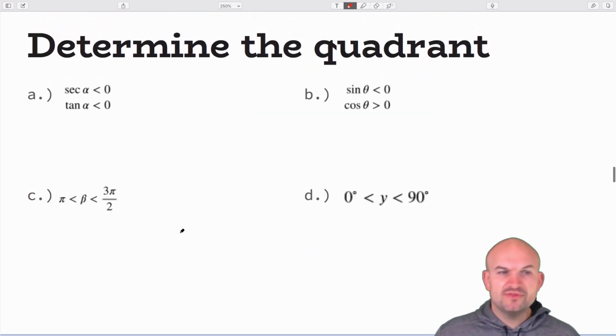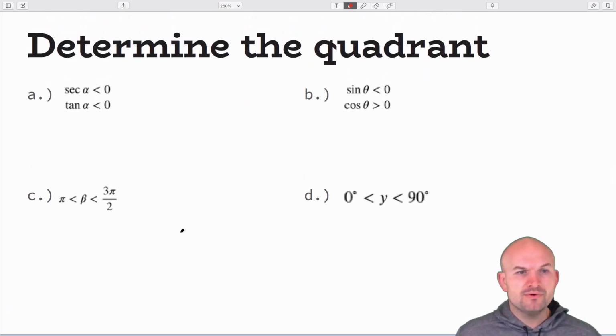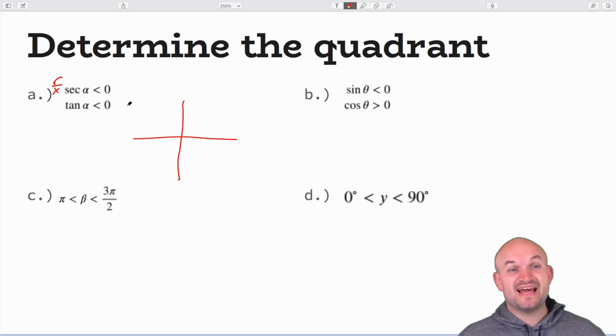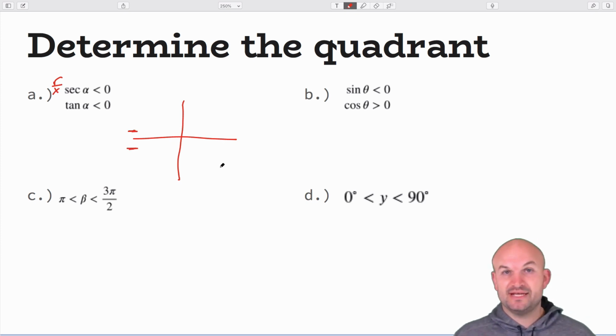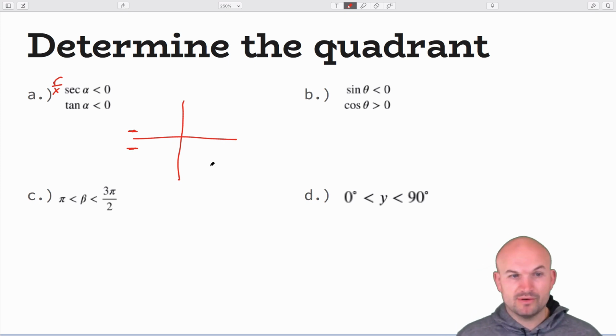All right, so let's go ahead and work through another set. In this example, we have secant of alpha is less than 0. What I like to do is identify what secant is. Secant is going to be r over x. So if that is less than 0, then I have the second quadrant, or it's going to be in the third quadrant, right? It has to be in one of those two.